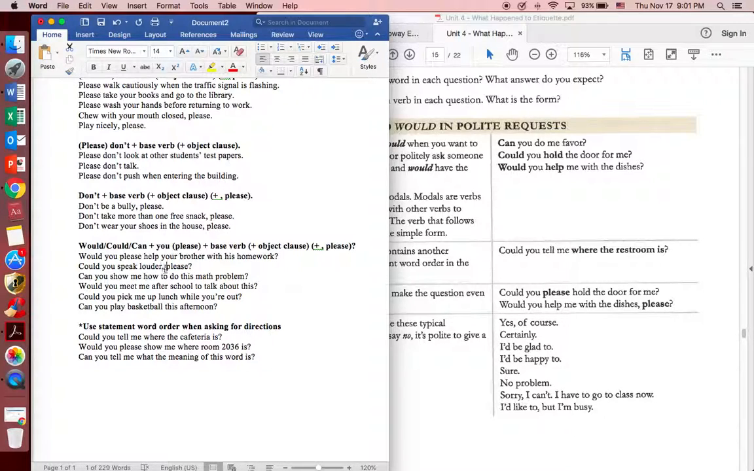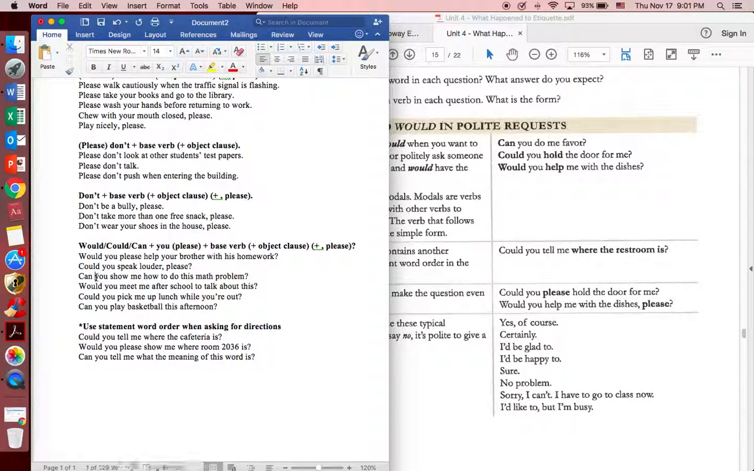There's our example. Notice we have the comma there. Absolutely necessary to have the comma. Can you show me how to do this math problem? And I've used can as a modal of ability here. Can you show me how to do this math problem?